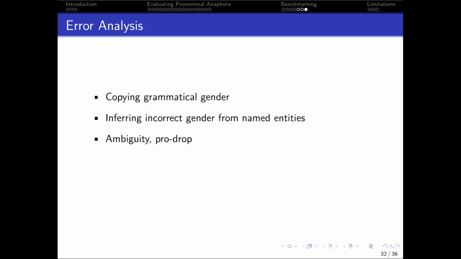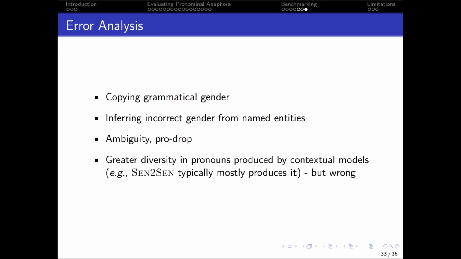So doing some more analysis of the kind of errors that these models were producing, the most common error was that they would copy grammatical gender from the languages that they were translating from. But I guess the harder task would be where they were trying to infer gender from named entities, which they inferred incorrectly. And of course, more commonly, we'd have ambiguity. And in case of Chinese, you'd have pro-drop, where the model struggled as well.